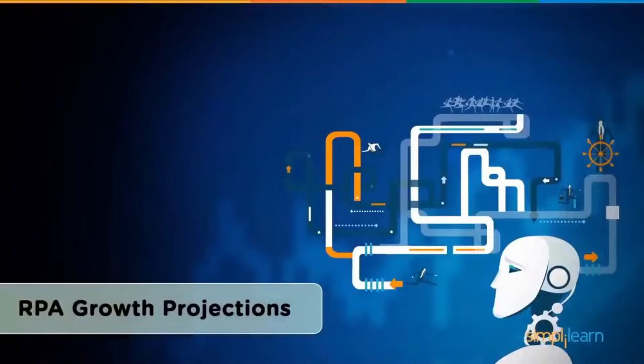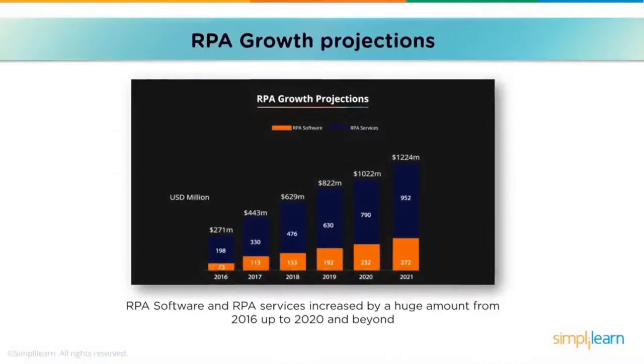Next up is RPA growth projections. Looking at the curve, both RPA software and services increased by huge amounts between 2016 and 2020 and beyond. According to McKinsey research, knowledge and work automation could have an economic impact of about $5 to $7 trillion by the year 2025. It will touch more than 230 million knowledge workers, which constitute up to 9% of the global workforce. Any company which is labor intensive, where people are performing high volume, high transaction functions, will boost their capabilities and save money and time with RPA.